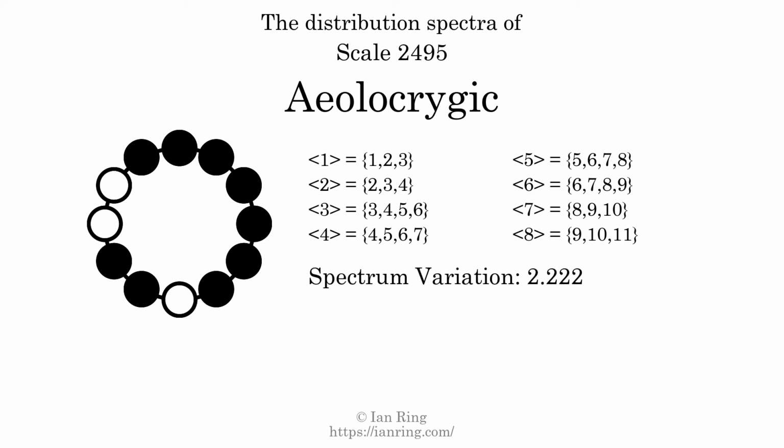The spectrum variation is the sum of all the widths, divided by the number of tones. The spectrum variation of this scale is 2.222. Since the variation is greater than 0, this indicates that the scale is not perfectly even. The highest spectrum width is 3. Since this is greater than 1, we know that this scale is not maximally even.